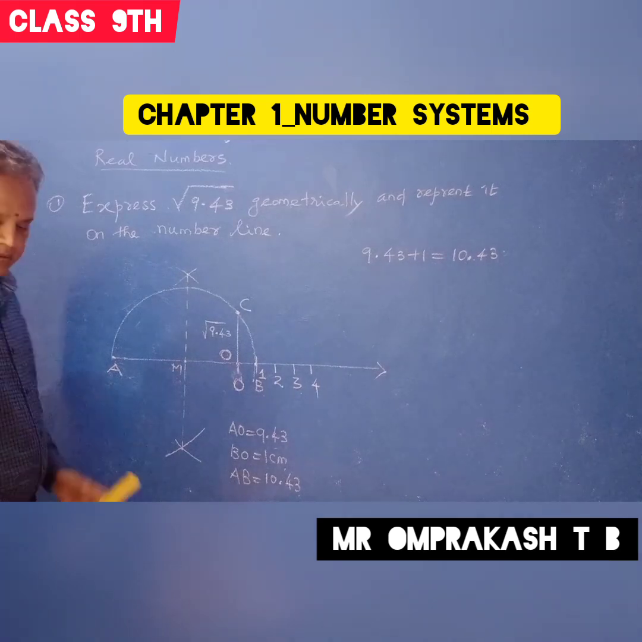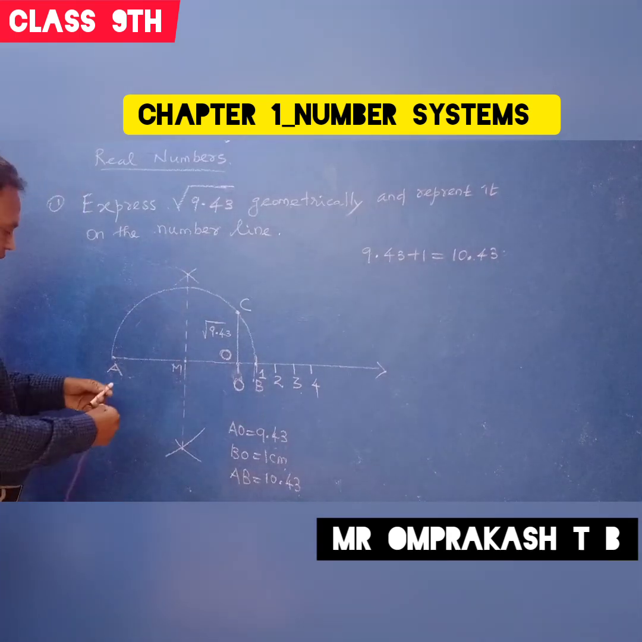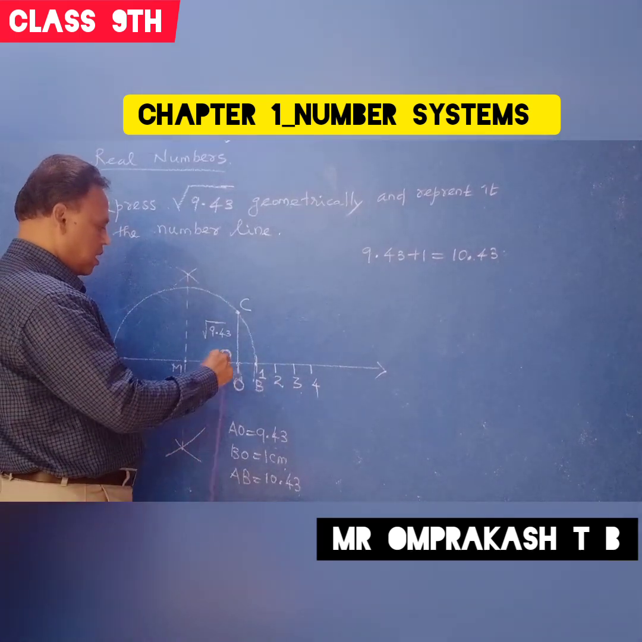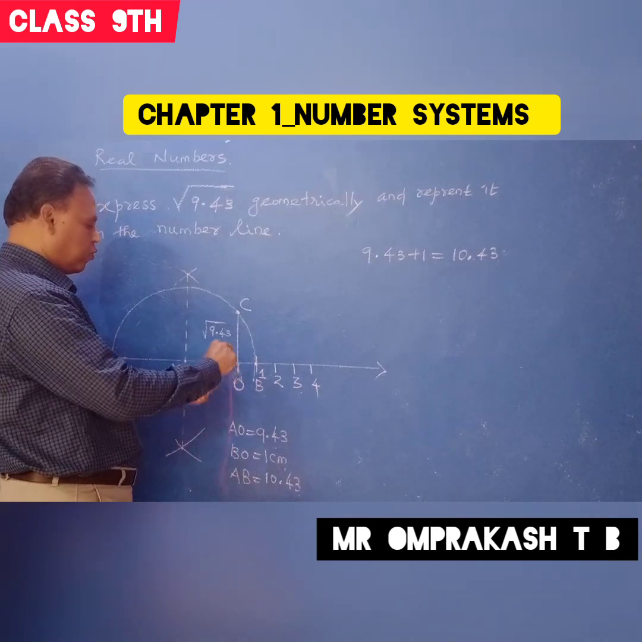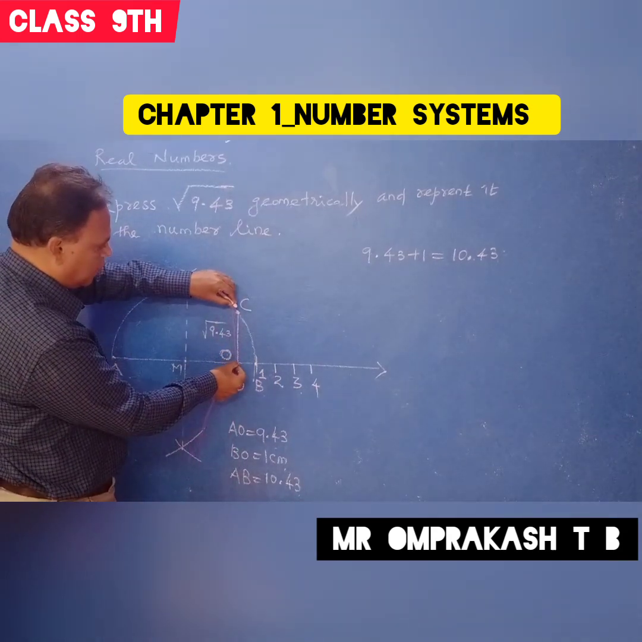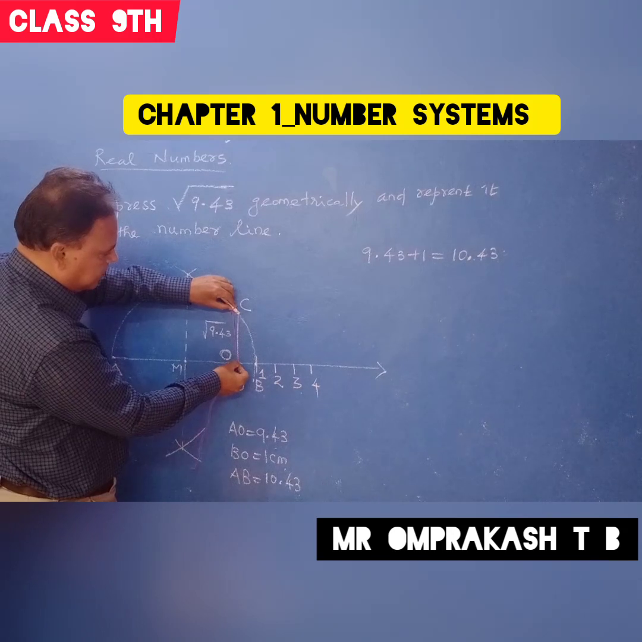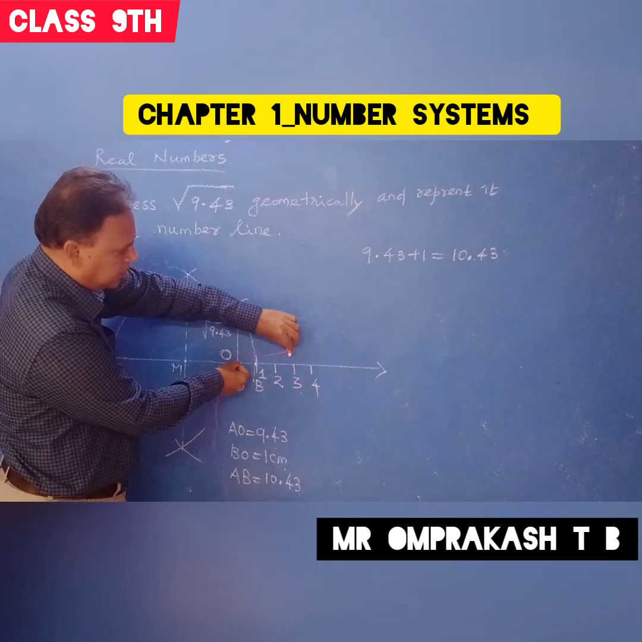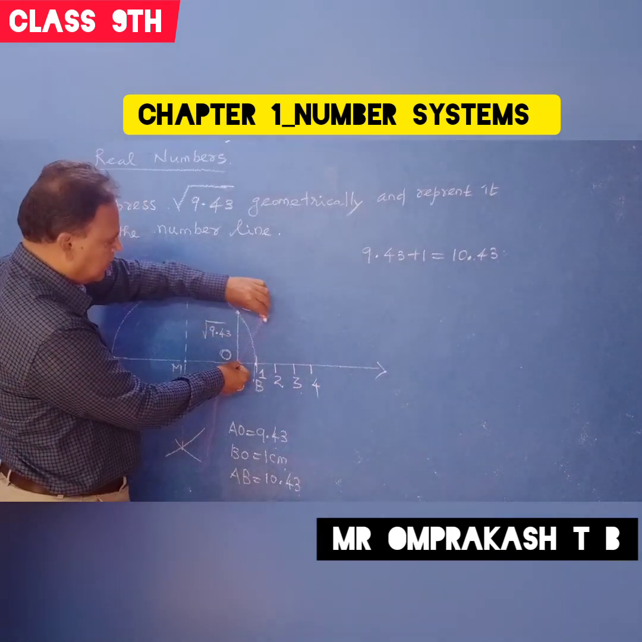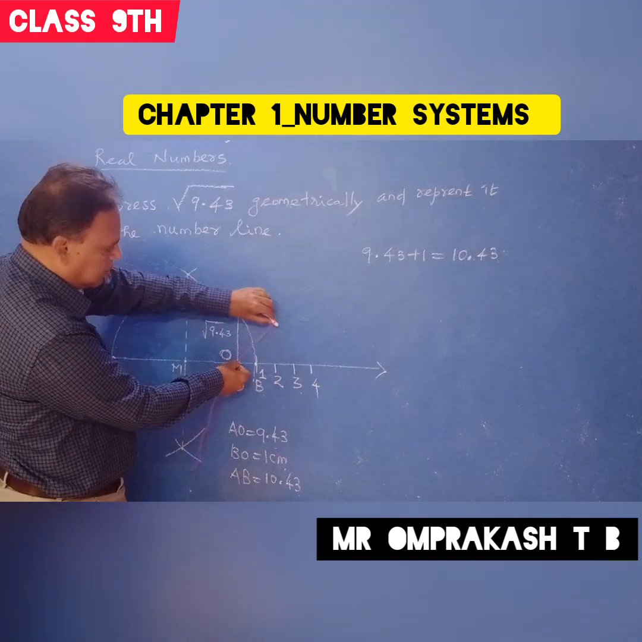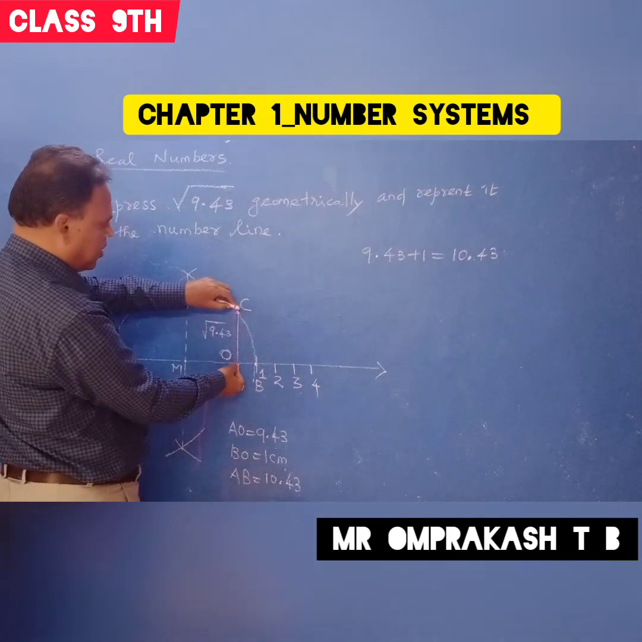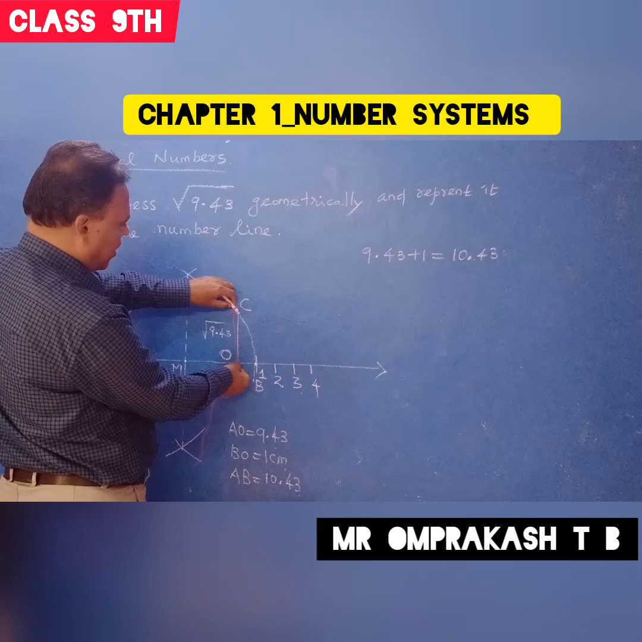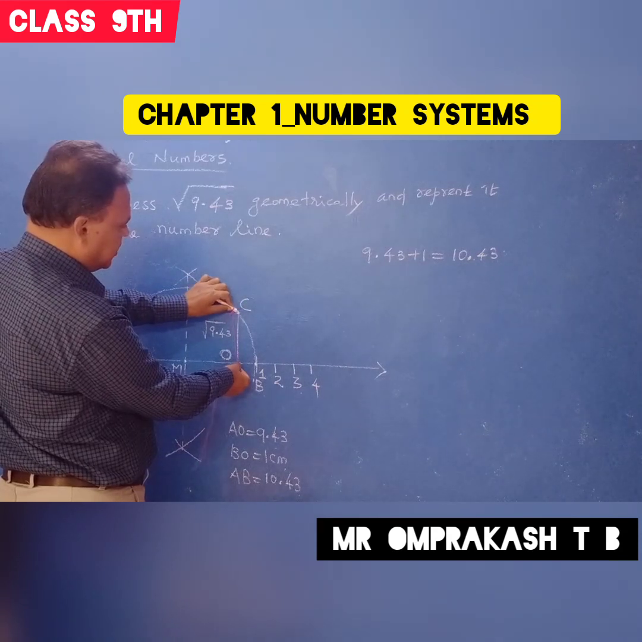Next, at O you take this radius. Take the radius and draw the arc.